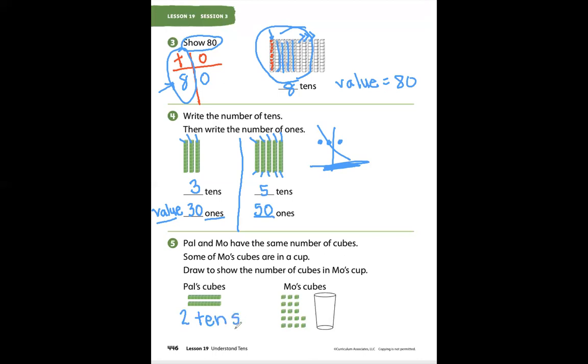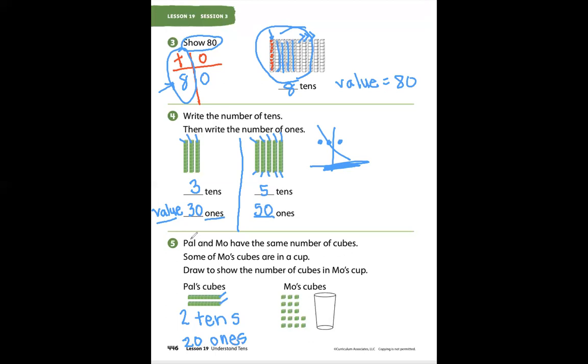Do you guys remember what the value of 2 tens is? Let's count by tens. 10, 20. How many tens are there? There are 2 tens. What's the value of the 2 tens together? 10, 20. So how many ones are there? There are 20 ones. The value of the 2 tens equals 20 ones.